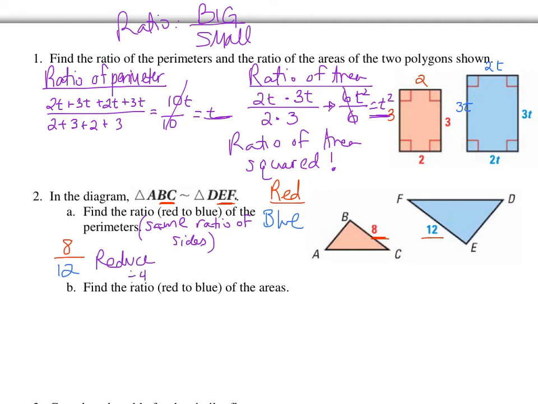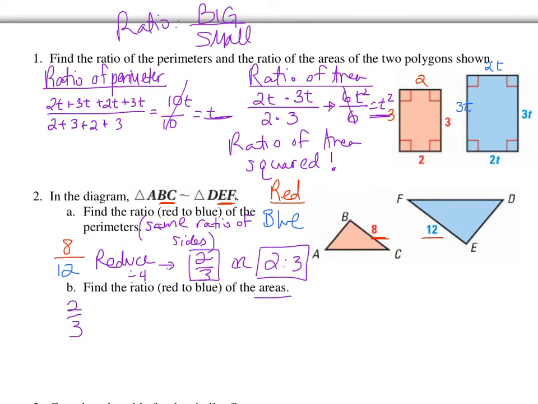So I can divide both of those by 4, so I end up with 2 over 3, or sometimes you might see it written as 2, 3 side by side like that. So next we want to take that ratio of 2 to 3, and now I want to find the ratio of the areas.